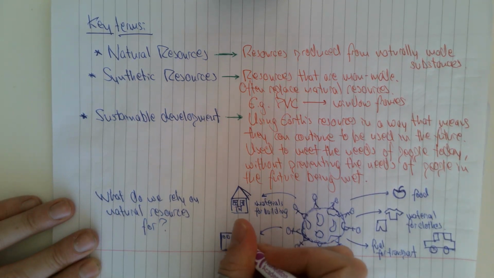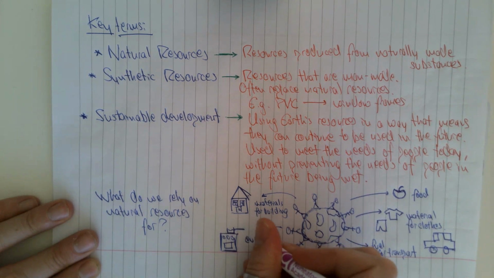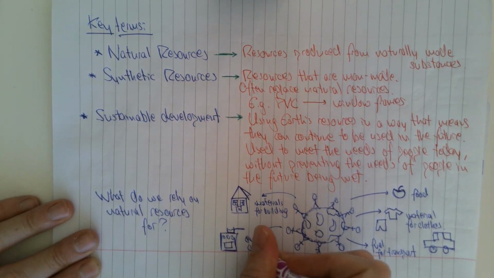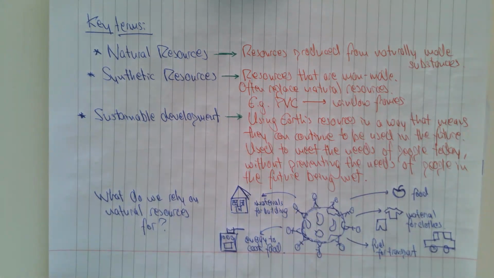You also have a nice little oven and a stove and a pan cooking your dinner. Energy to cook food. So, plenty of examples of different things that we rely on natural resources for. So, as you can see, we've covered a good chunk of content here, looking at what are resources and what do we use them for, and what are the different types of resources.